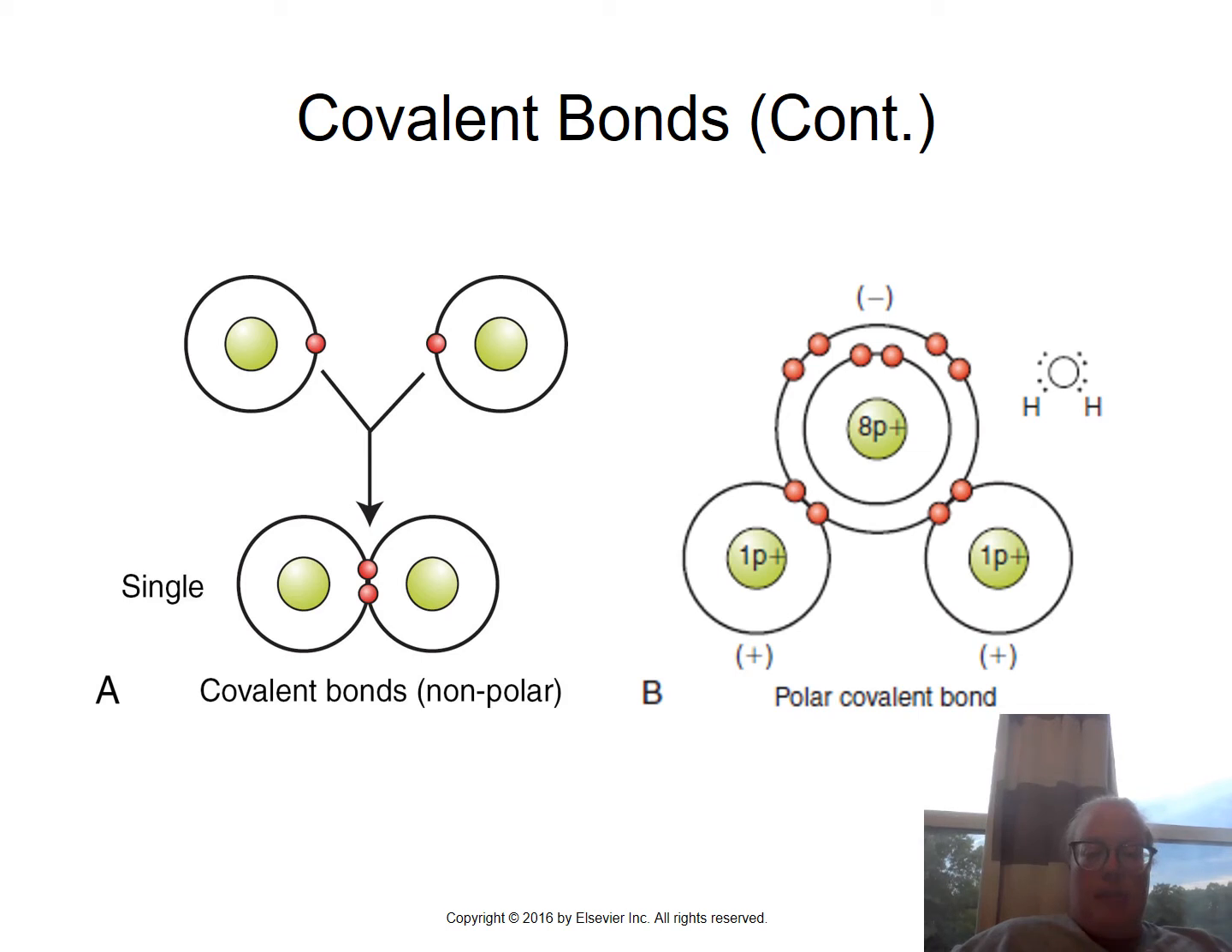This is an example that's in your book of covalent bonds. On figure 2.4, you see a nonpolar covalent bond between 2 hydrogen atoms formed by an equal sharing of electrons. And then in figure 2b, this shows a polar covalent bond between an oxygen atom and 2 hydrogen atoms, H2O, formed by an unequal sharing of electrons.